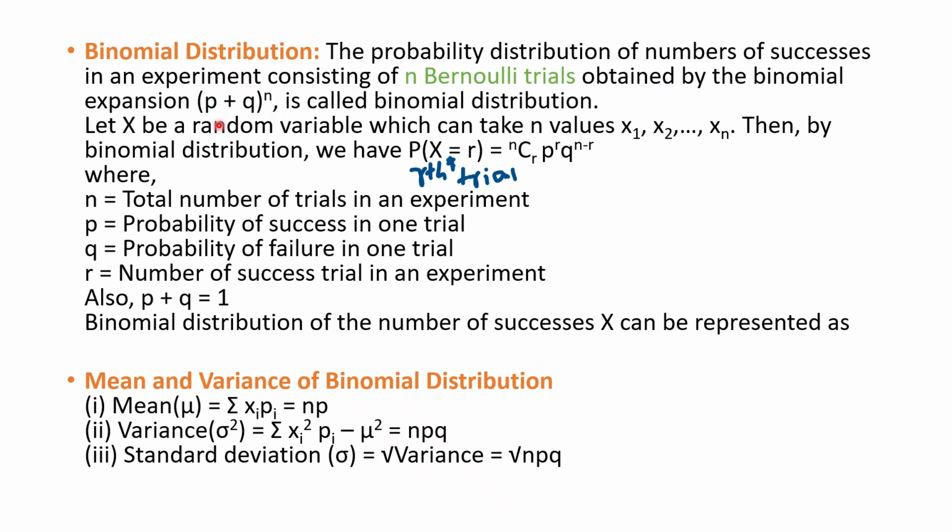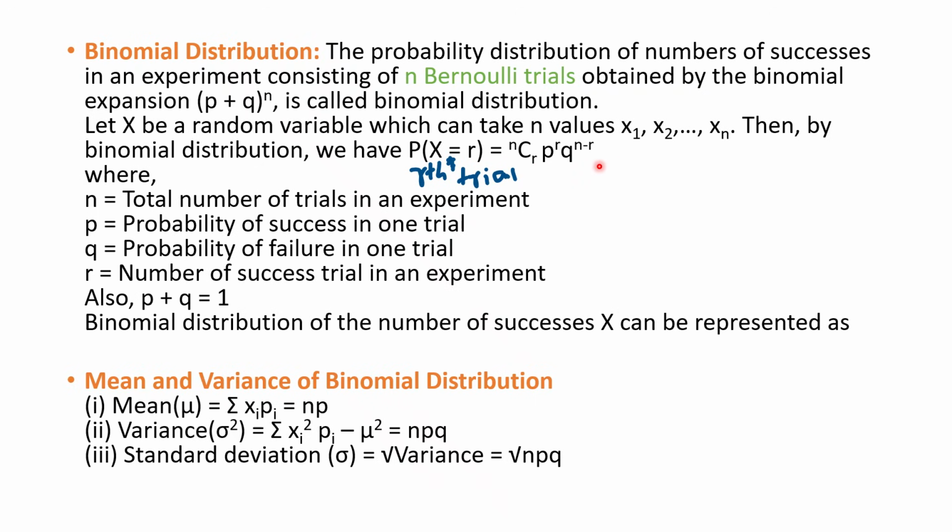So you know the binomial distribution. Binomial distribution is what? nC0 p power n into q power 0, then nC1 p power n minus 1 into q power 1, and so on. Yes or no? So if x random variable takes n values x1, x2, xn, then by binomial distribution the probability of rth trial can be written as nCr into p power r into q power n minus r.